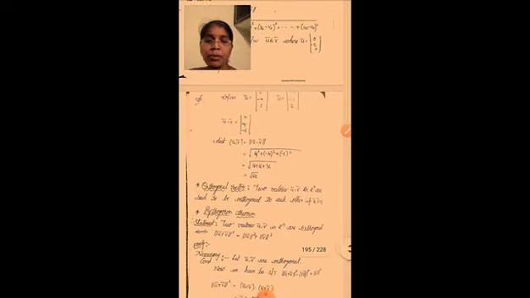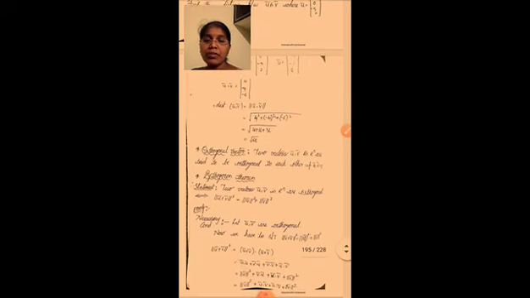And next, orthogonal vector. Two vectors u bar comma v bar in R to the power of n are said to be orthogonal to each other if u bar dot v bar is equal to 0. So for orthogonal vectors, if u bar dot v bar is equal to 0, then we call them orthogonal vectors.